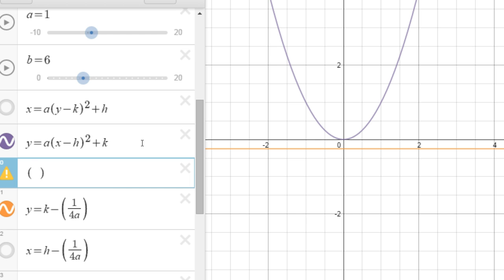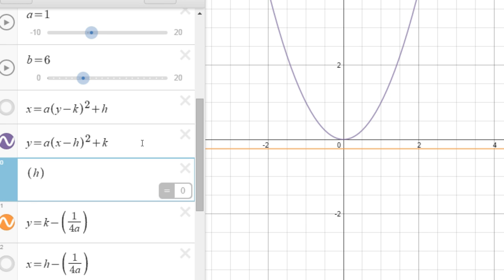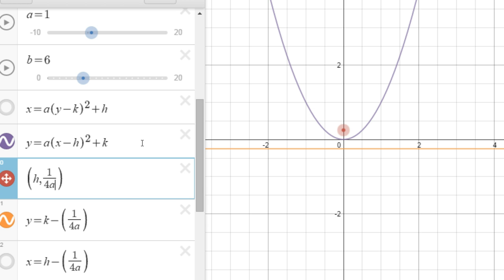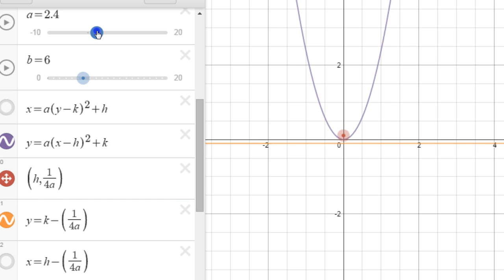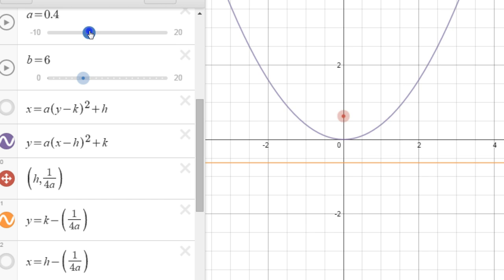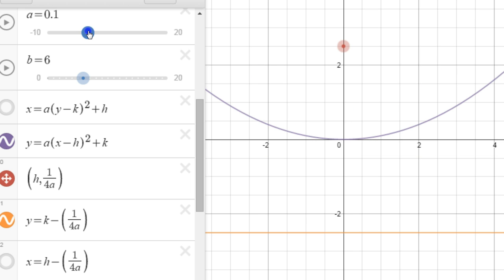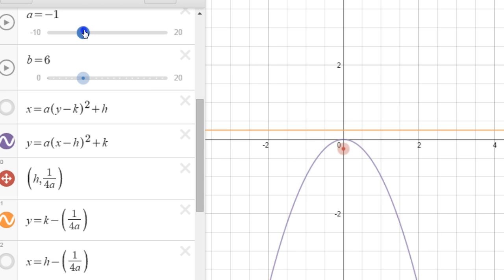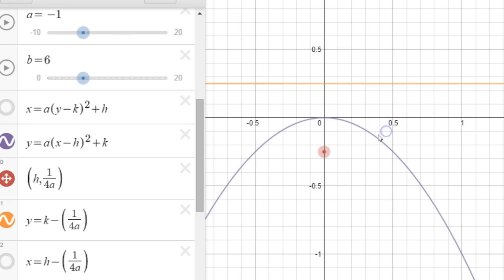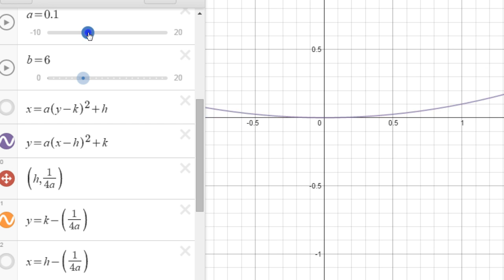It would actually be h, comma, 1 divided by 4a. There we go, and voila, you actually have it there. You can work with it and see how it works. As you can see, as I make a smaller, the focus gets further away, and so does the directrix. And if I make it negative, once again, it's just like that. So if I zoom in quite a bit, I'm sorry, thank you, you can see some pretty cool stuff.